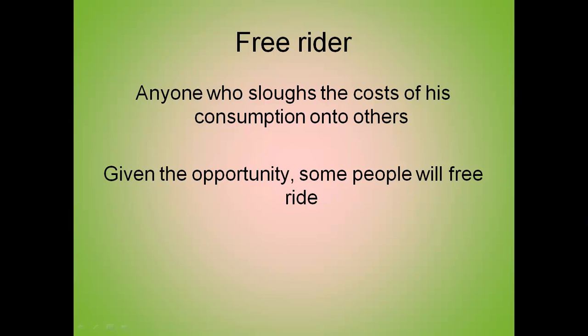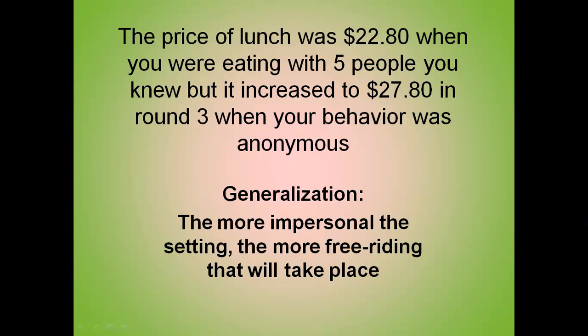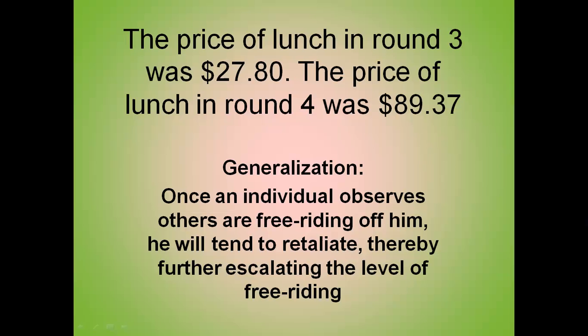I introduce the concept of free riding, and we note that the group provision scheme resulted in some free riding. Not everyone took advantage of the system, but enough did to push the average price of lunch up. We contrast the average price of lunch when they were eating with their 5 nearest and dearest with the average price of college lunch. The difference between the two settings is the level of anonymity. There is only so much you can ask your favorite friends to pay before they aren't your friends anymore.